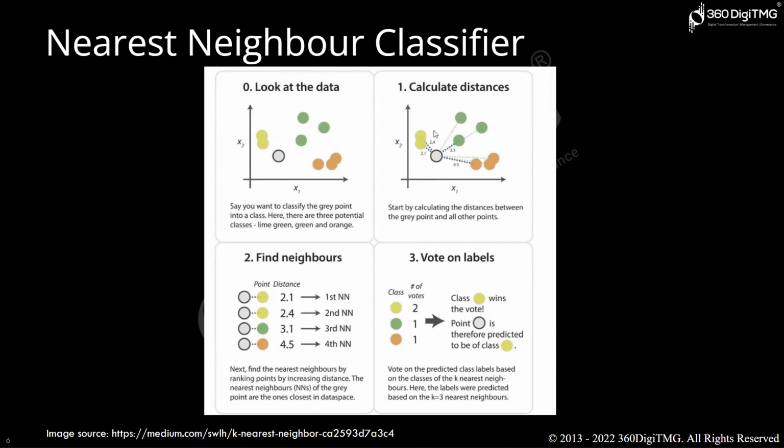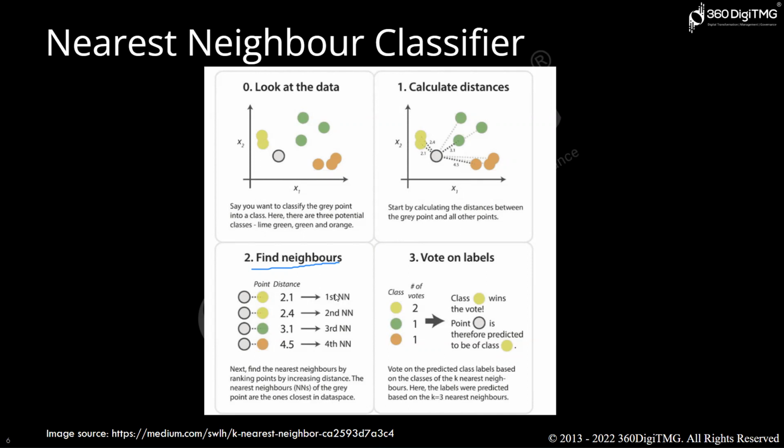So we take the gray point and calculate the distance between them. After finding the distances, we go for finding the neighbors. The distance between the lime green and the gray is 2.1, which is the first NN. The next ones are 2.4, 3.1, and 4.5. Next, we find the nearest neighbors by ranking points by increasing distance. NN is nothing but nearest neighbors.